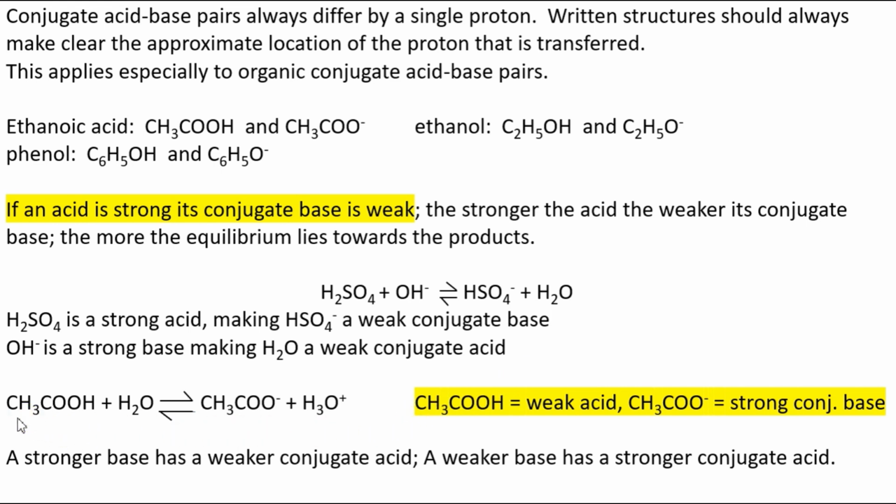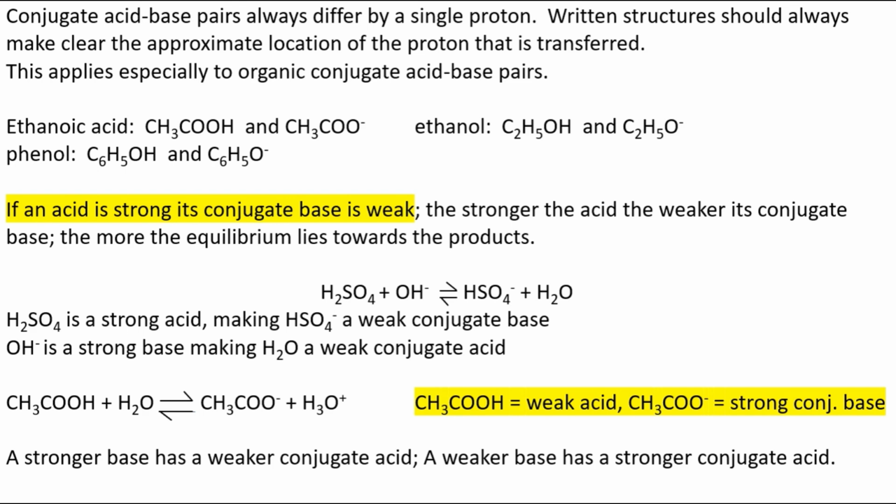In the next equilibrium, CH3COOH is forming CH3COO-. On the left we have the acid, on the right its conjugate base. The acid is a weak acid, the base is a strong conjugate base. A stronger base has a weaker conjugate acid. A weaker base has a stronger conjugate acid.